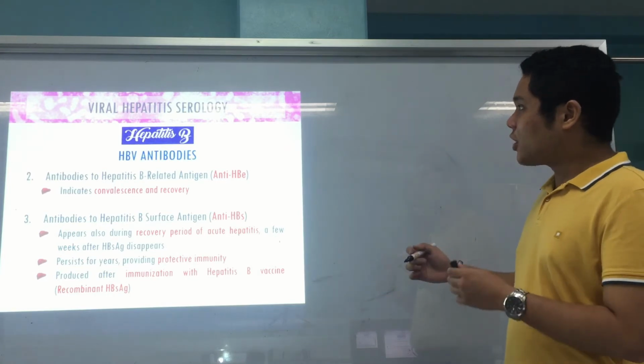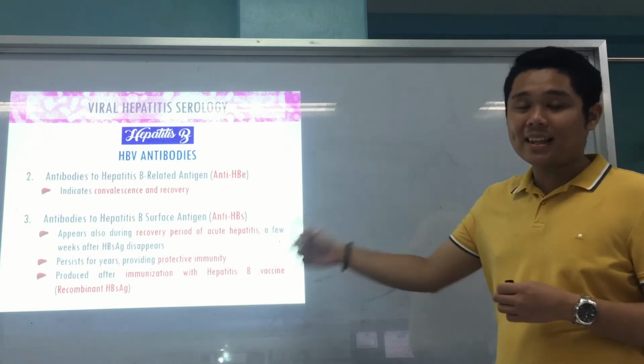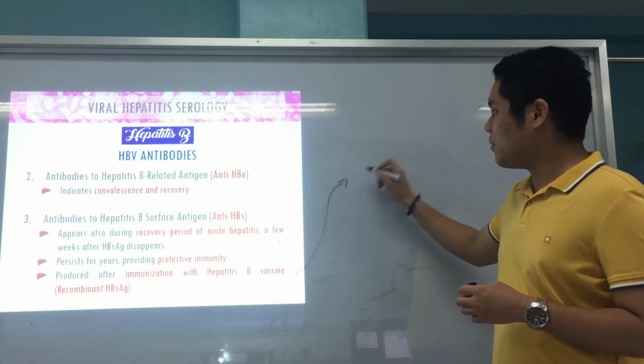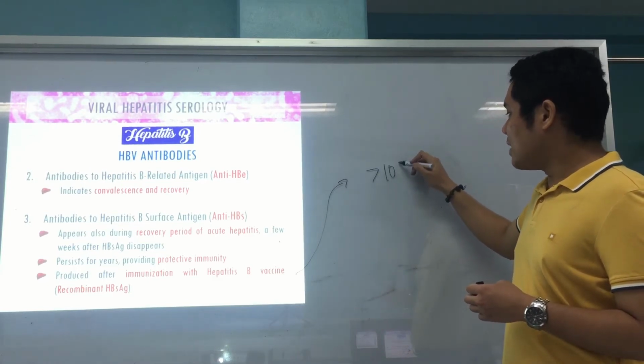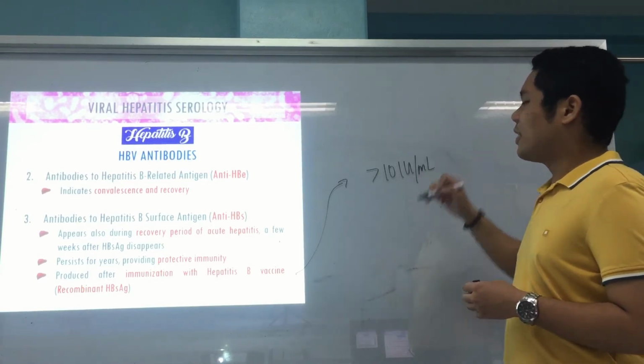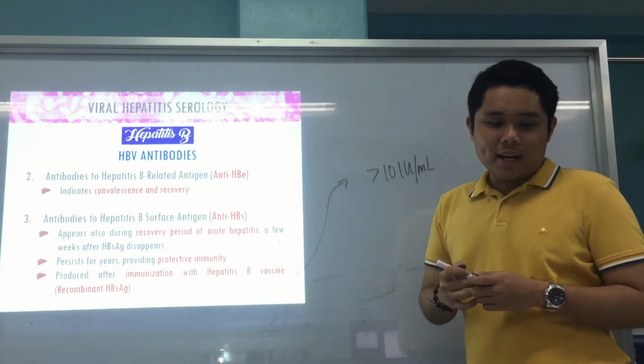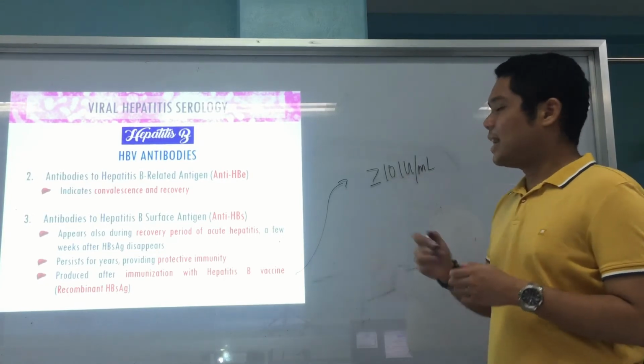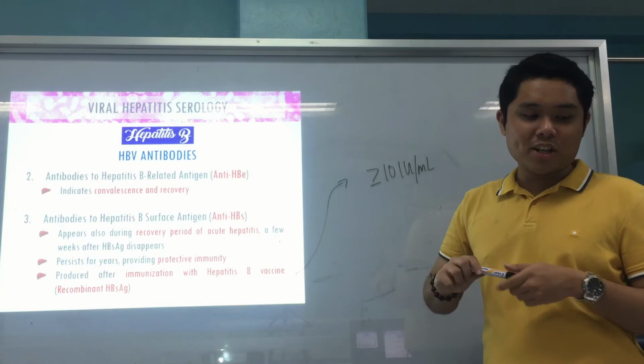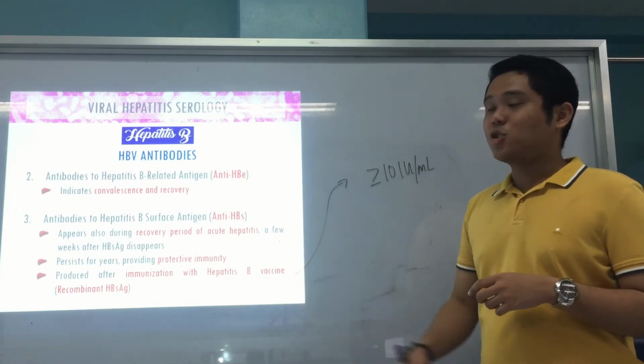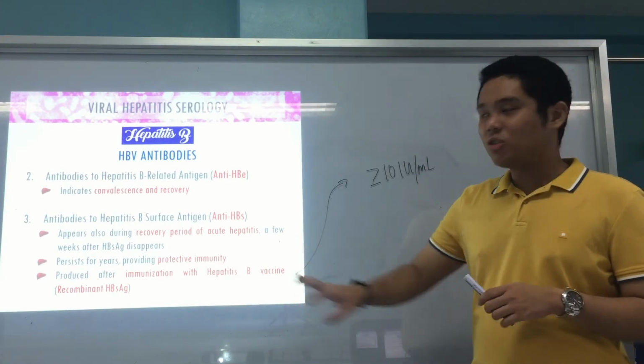And for protective titers for hepatitis B, the anti-HBs titer that is protective should be greater than 10 IU per ml. Okay, so titers greater than or equal to 10 IU per ml. Okay, so those are the protective titers for anti-HBs. This is what we look after, right?